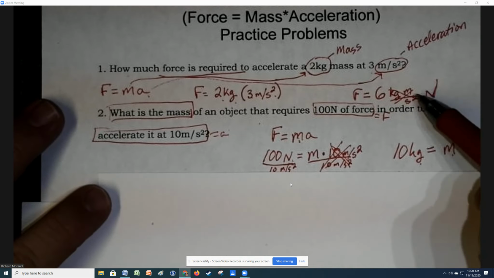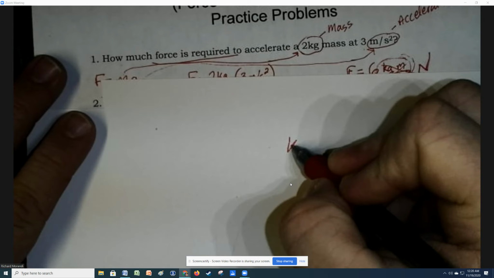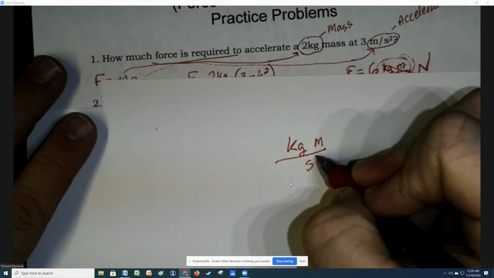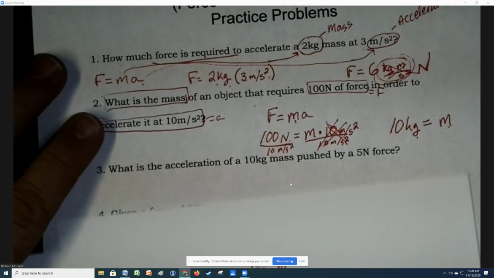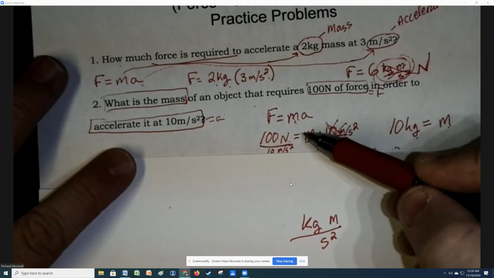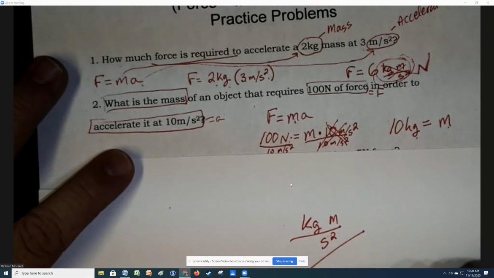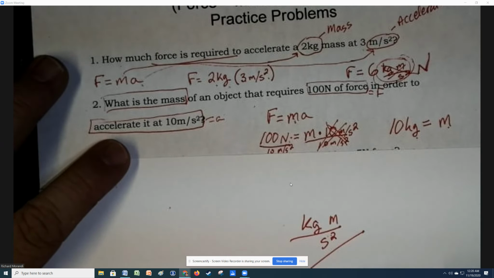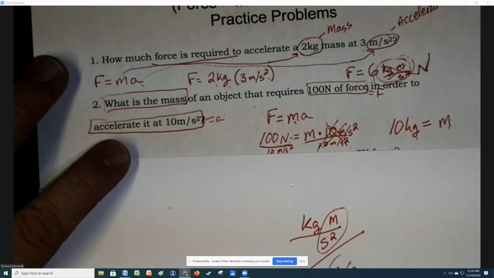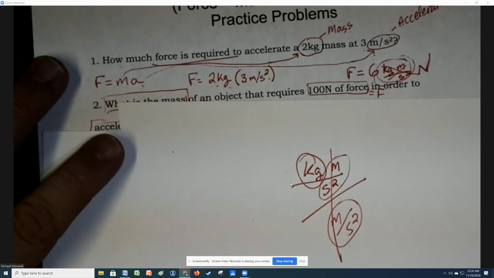But if we go back up here and look at these units up here, I had kilogram meters per second squared. That's the units of a newton. This 100 newtons is actually these units, and then I'm dividing that by meters per second squared. That's this unit divided by this unit. They cancel each other out, and I'm just left with kilograms.